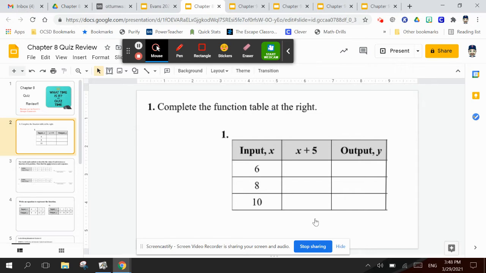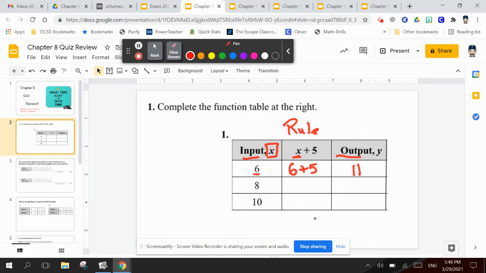So in a function table, we have our input, our output, and of course our rule. So to solve and find the output, I take my input, which is my variable x, and take the x out of my rule and put in this value. So I take out the x, I put in 6. 6 plus 5 is 11. That's what comes out of the output machine.